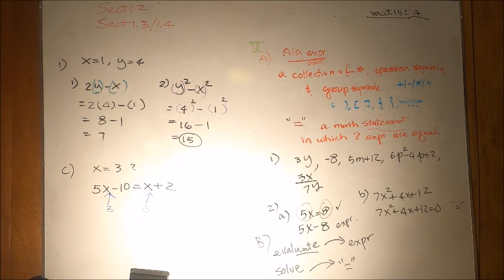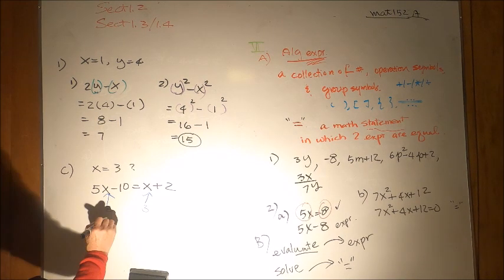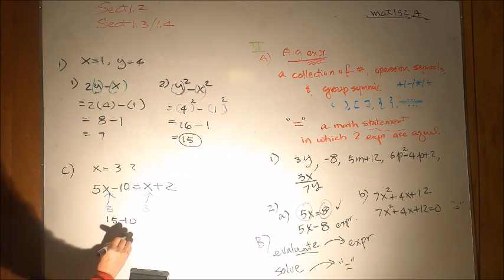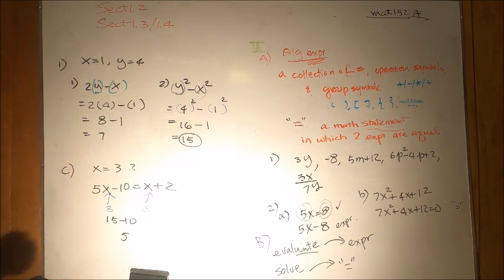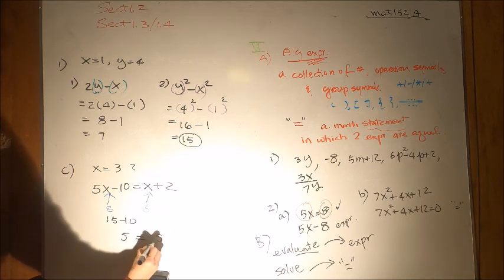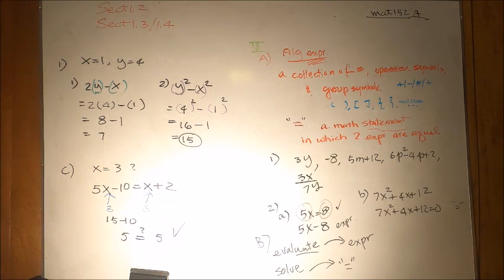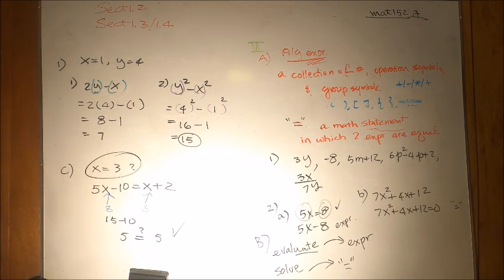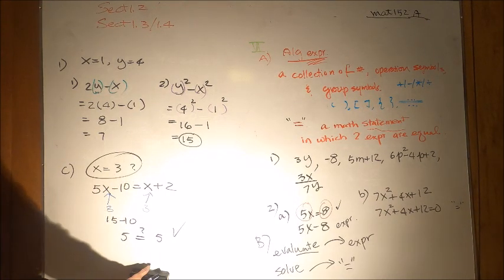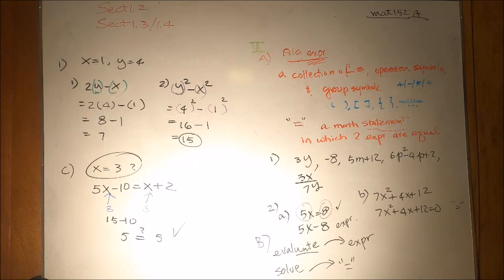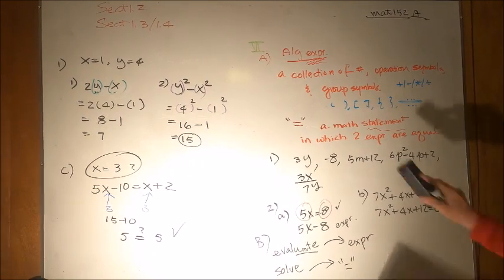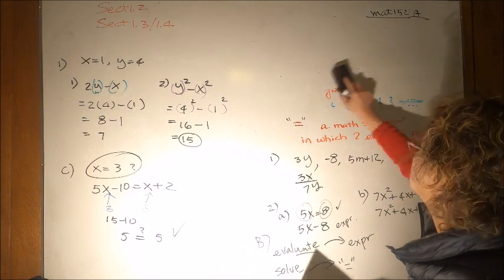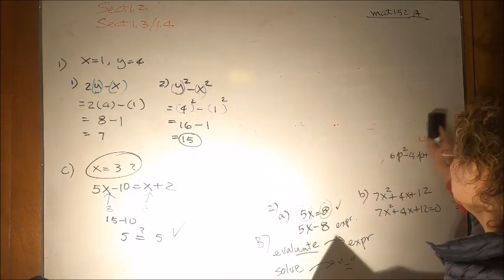Then check, right? So 5 times 3 is 15. 15 minus 10 is 5. How about this side? 3 plus 2 is 5. Are they equal? Yes. If it makes this statement true, that means it works. Then x equals 3 is the answer for the equation, right? So then we call it a solution for the equation.